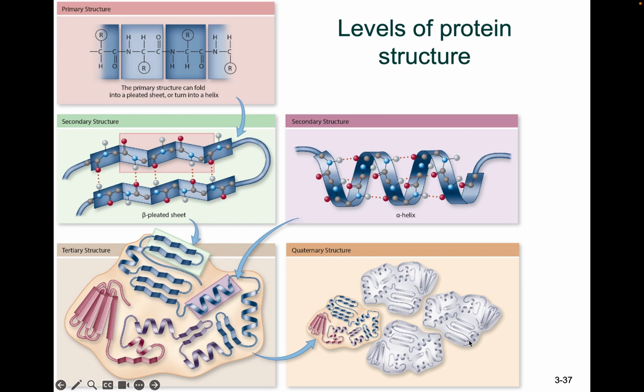So for example, hemoglobin is made of four proteins. So hence it has a quaternary structure, because there are four units, and how they interact with each other is the quaternary structure.